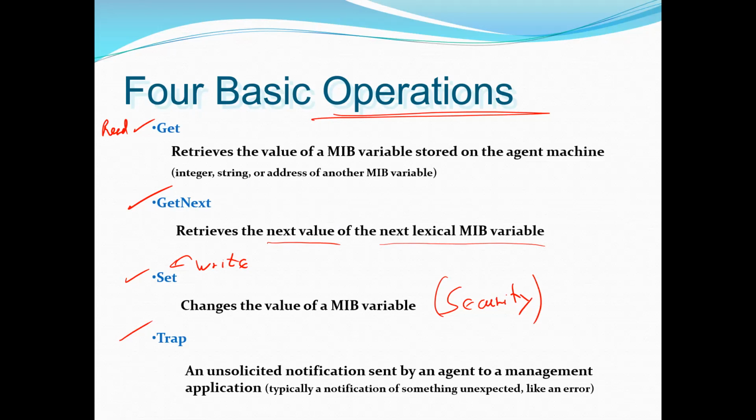Then you have this thing called the trap. The trap is pretty interesting because whereas the first 3 come from the manager to the agent, the trap is really the solution when you want the agent to initiate communication with the manager, right? A trap is defined as an unsolicited notification sent by an agent to a management application. It's typically a notification that something unexpected happened, like an error.